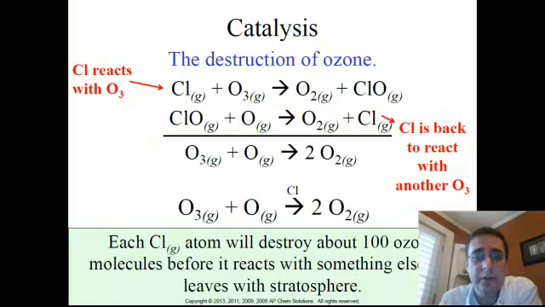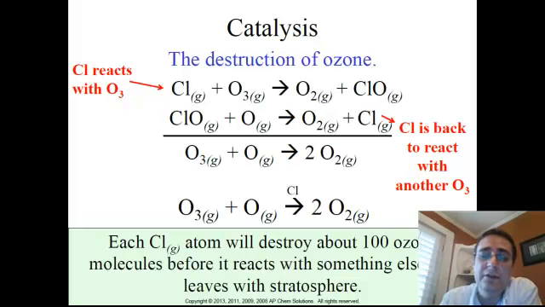Compare that to an intermediate, which you can also see in this mechanism. You can see there's a ClO here being created and then a ClO being used. Intermediates are created and then used, whereas catalysts start out in the beginning and they come back again in the end. So that's how you can tell the difference between an intermediate and a catalyst.